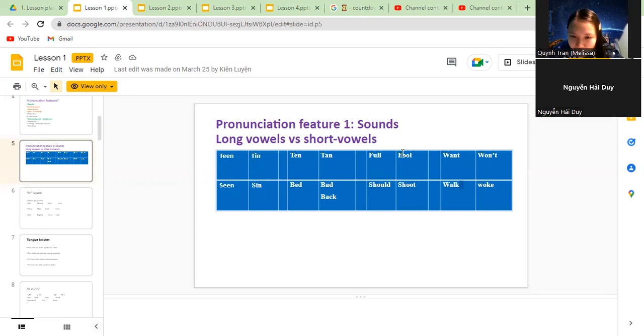Read for me this one, please. Fool and full. Yeah, which one is long vowel sound? Fool is the long sound. Yeah. So can you repeat that again for me? Fool and full. Okay, it's just a little bit of difference between them.